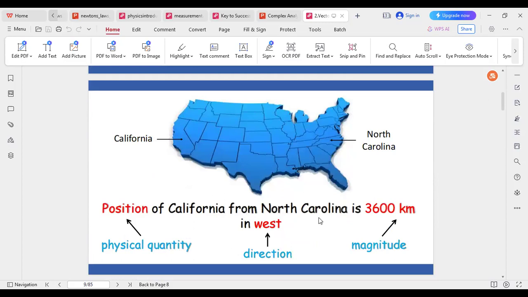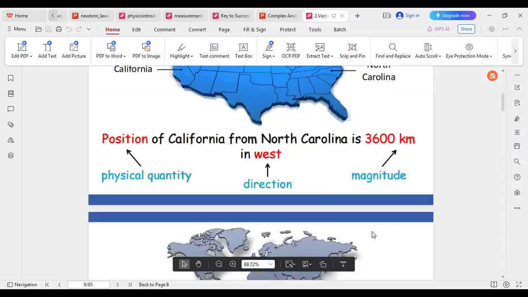The position of California from North Carolina is 3,600 kilometers in the west. Actually, the direction is included with that. So there are two parts: one is magnitude and another is direction. So the physical quantity position of California depends on direction and magnitude. So the quantity which depends on direction and magnitude is called vector quantity. So what is vector quantity?